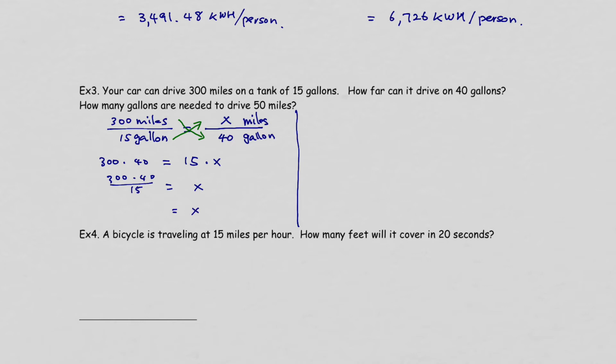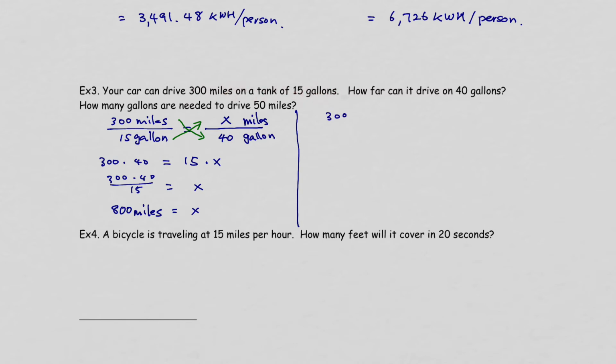You could do all that at once on your calculator, or you can do it by hand. And it will give you 800 miles. So the same car that can drive 300 miles with 15 gallons will drive 800 miles with 40 gallons, right? Now let's try to answer the second part. It says how many gallons will be needed to drive 50 miles. Again, same units, same rate, because we're talking about the same car.